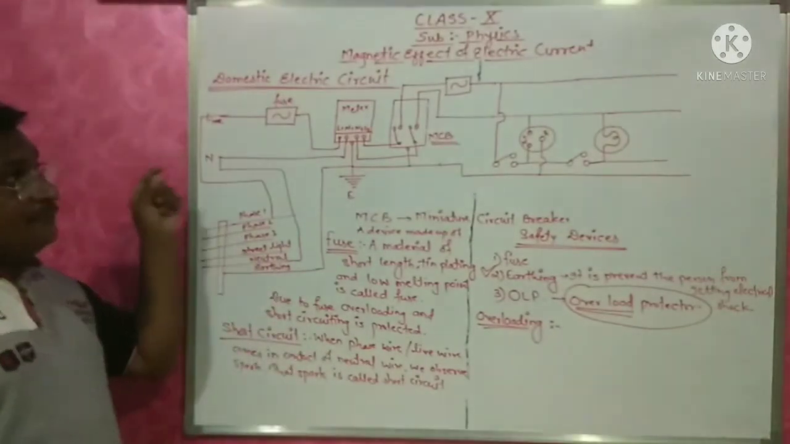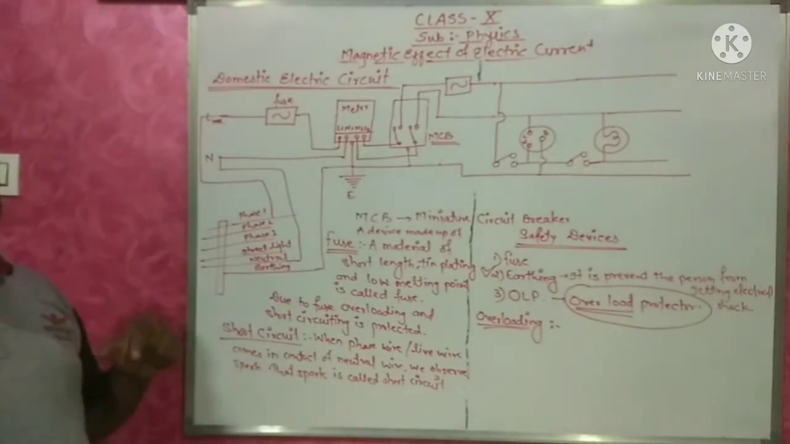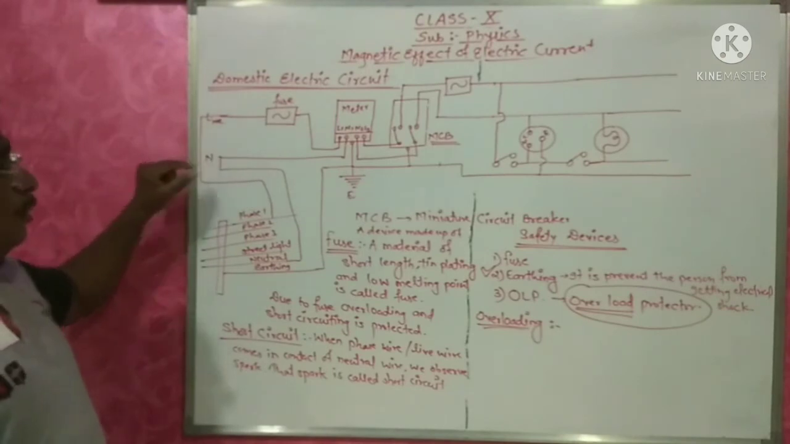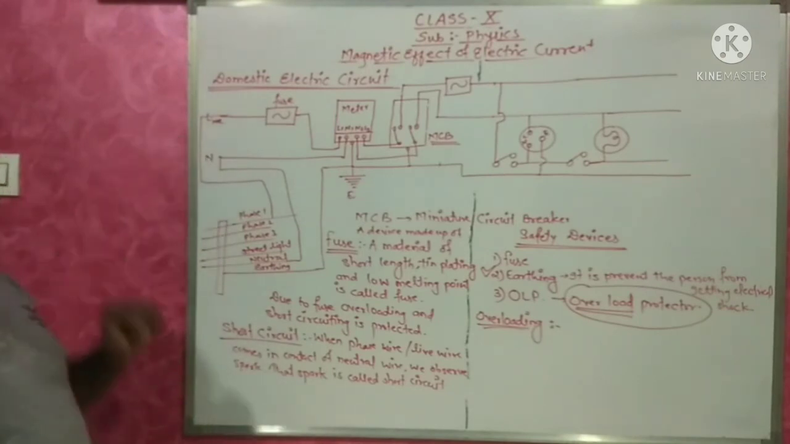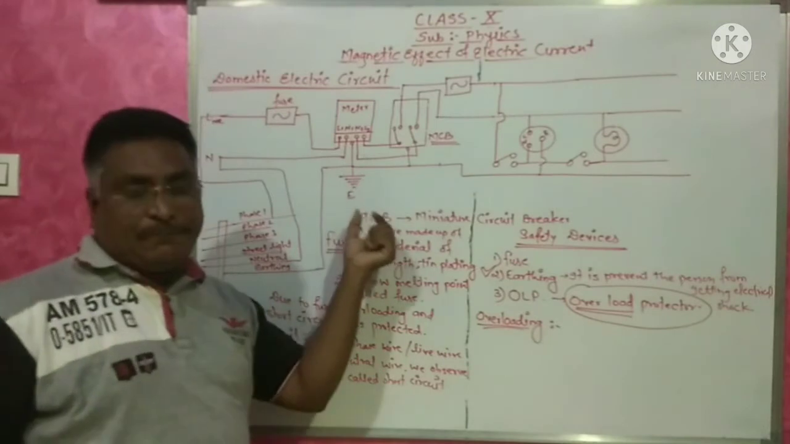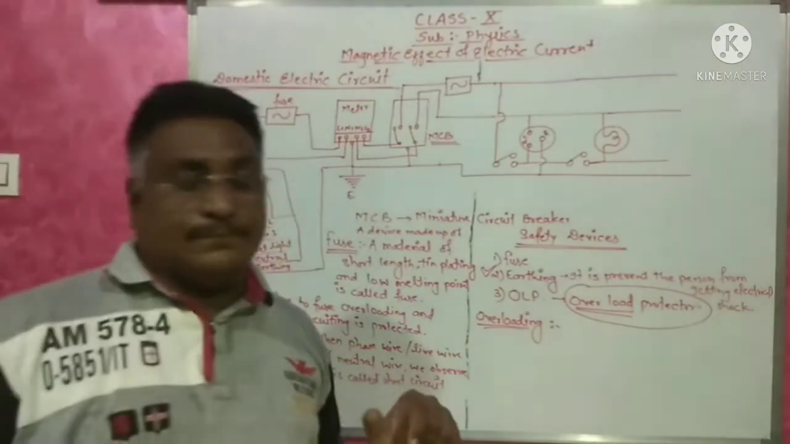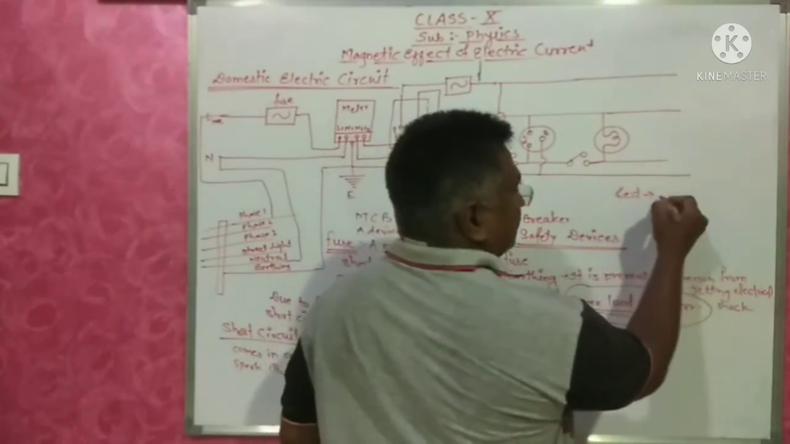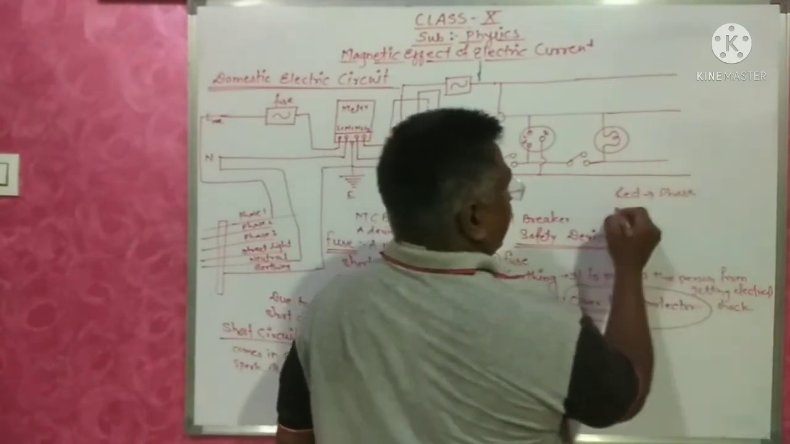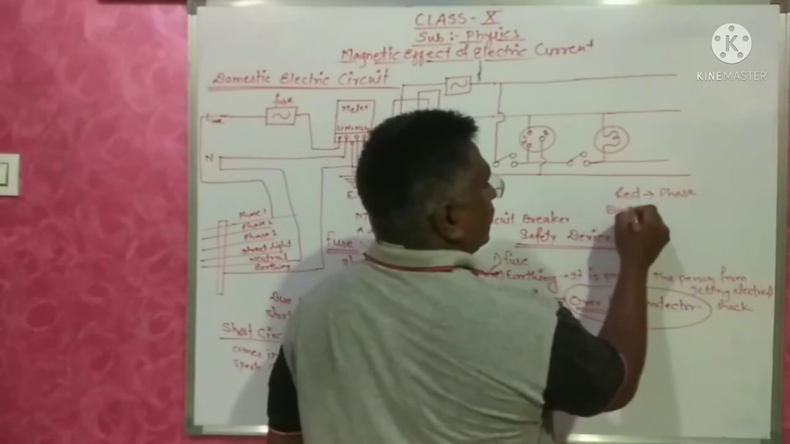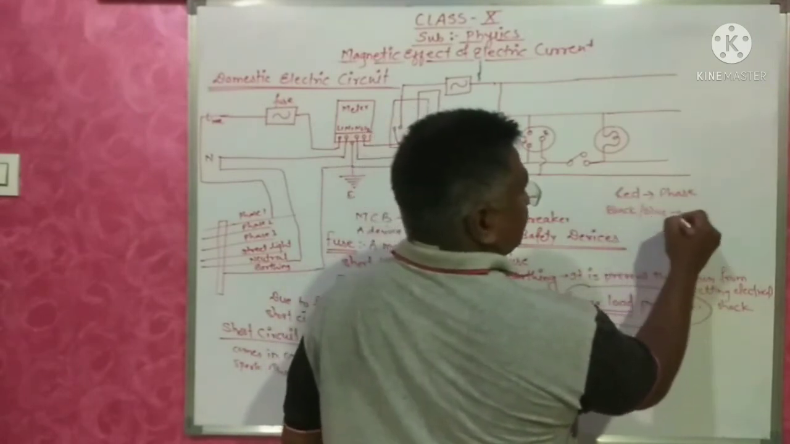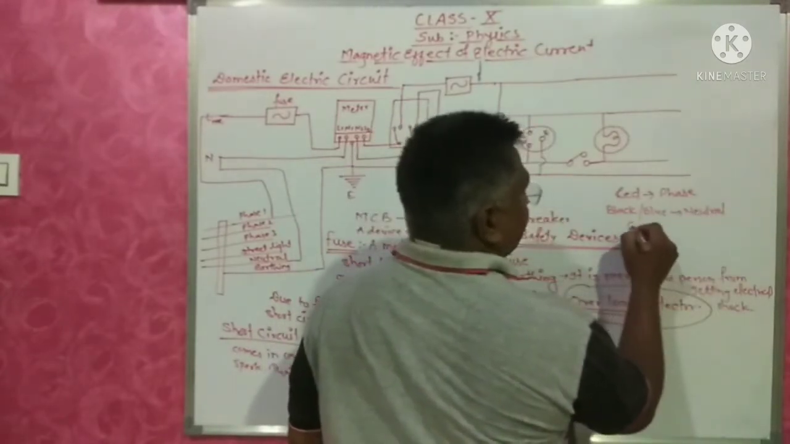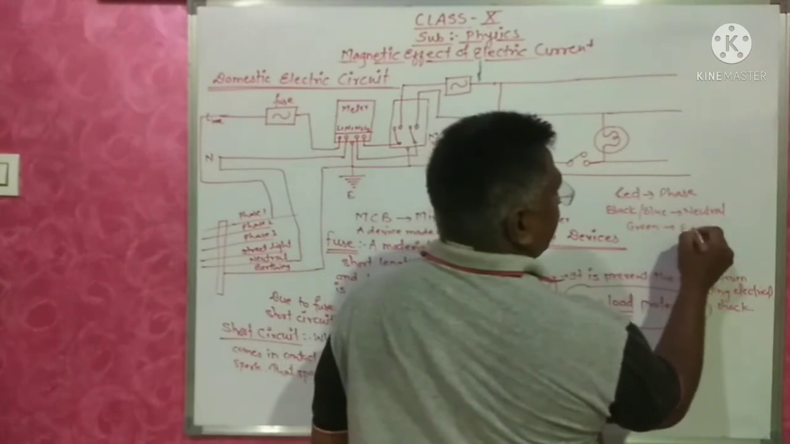I said here we are using colors to identify. Red color is given for the live wire, blue or black color is given for the neutral wire, and green color is given for earthing. What is the meaning of this? Red color wire means it is phase, the live wire. Black or blue we use for neutral, and green we use for earthing.